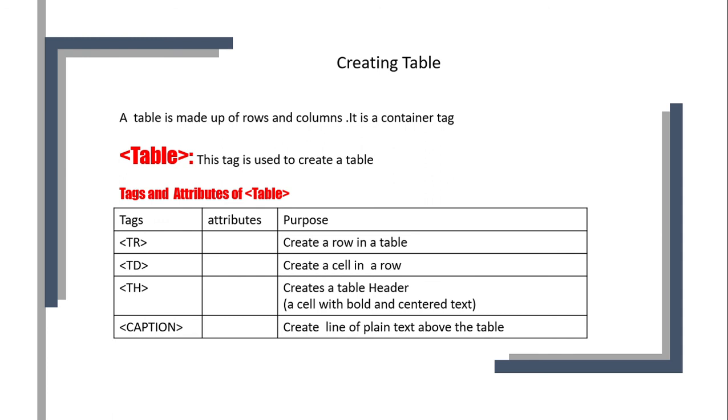Caption for what purpose? To display the title of your table, creating a line of plain text above the table. So above your table you want to give some heading or some name, otherwise you want to define the table with a particular name. So we use the caption tag here. Suppose I am creating a table about students report, otherwise students record.